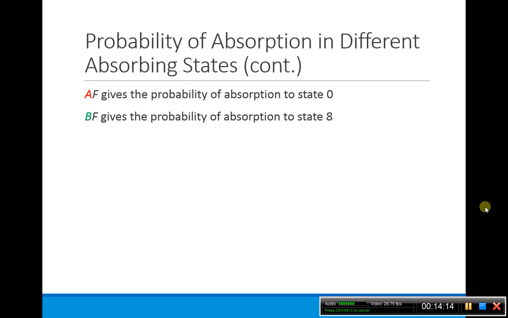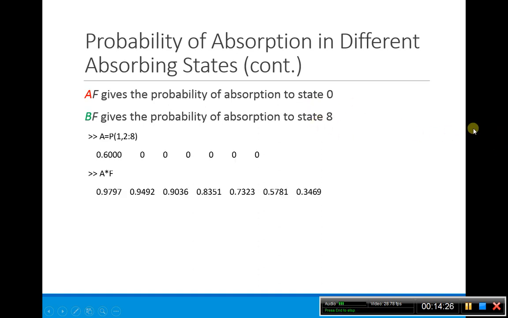So if I want to figure out the probability of absorption in different states, I can do A times F, which gives me the probability of going to $0. B times F gives the probability of absorbing in $8. Obviously, we'd rather be here. Or if you're the person in jail, you'd rather be there.